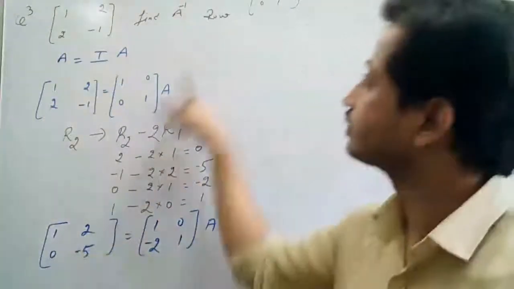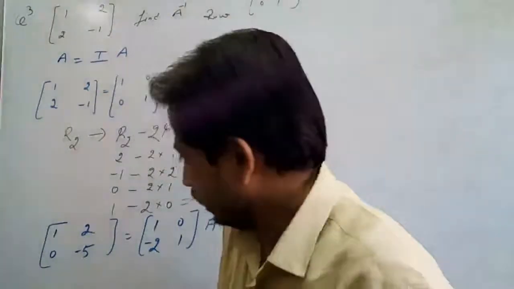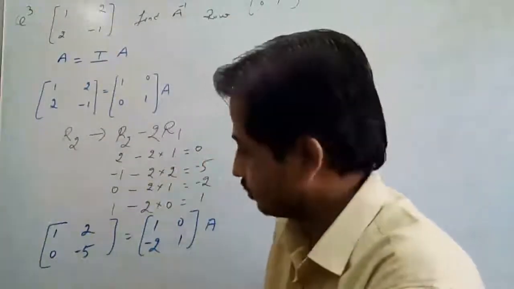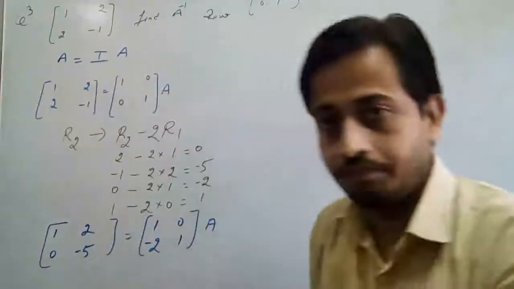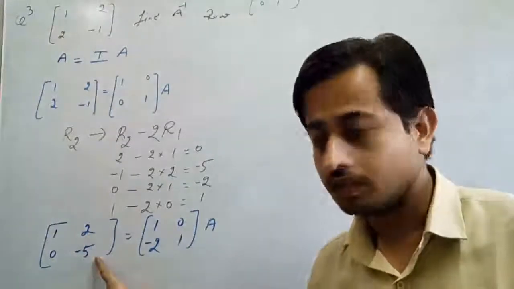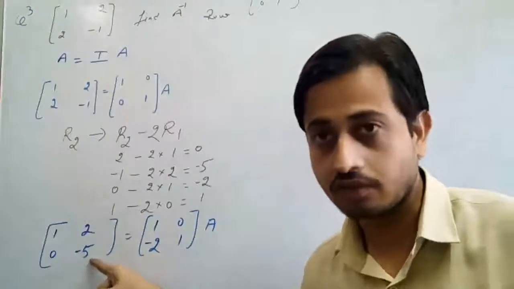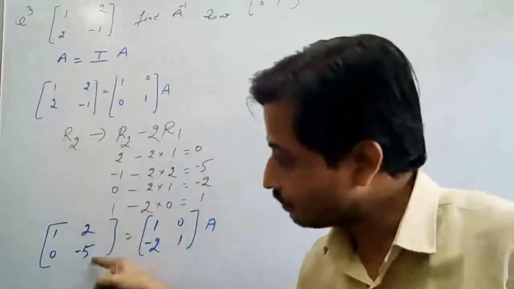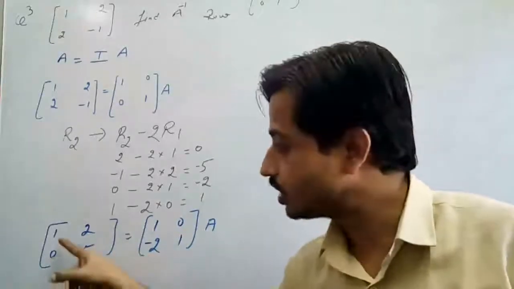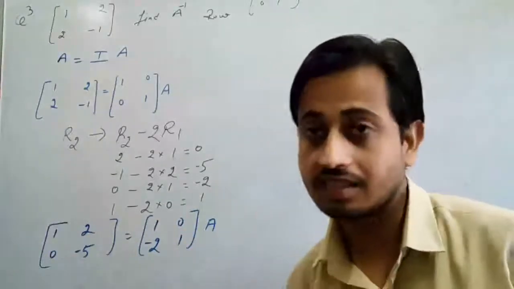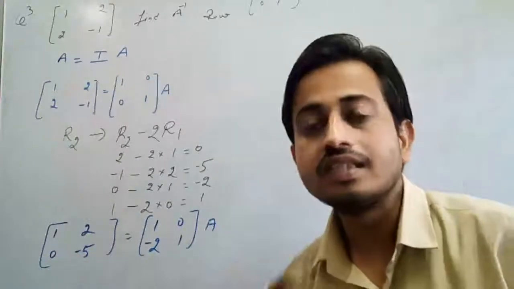Now we get two elements, 1 and 0. Now we have to make the third element. How can we make it? If we apply these operations, 2 into 2, 4, and if we add them, we get minus 5 here. But please keep a note: since we are applying this on R2, the 0 would be changed again. So try to do a step so that 0 will not be changed.